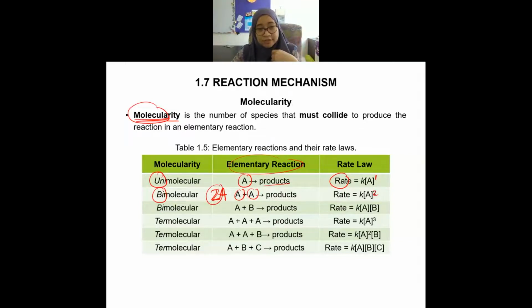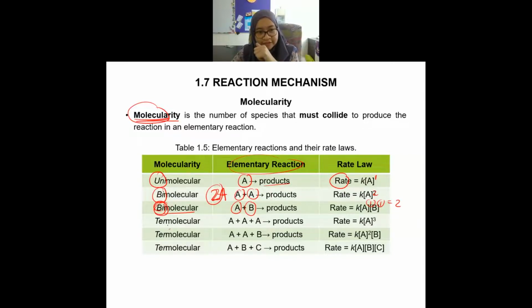Another example would be, it's still bimolecular, it's just that now the A react dengan B. Tapi still 2 kan? Dia ada 2 particles reacting. So how do we write the rate law, guys? So rate is equal to k[A] to the power of 1, [B] to the power of 1. So in total, 1 plus 1 will be 2, bimolecular.